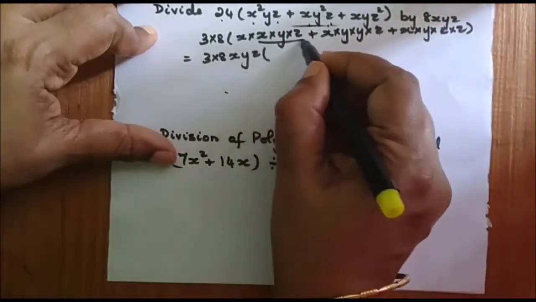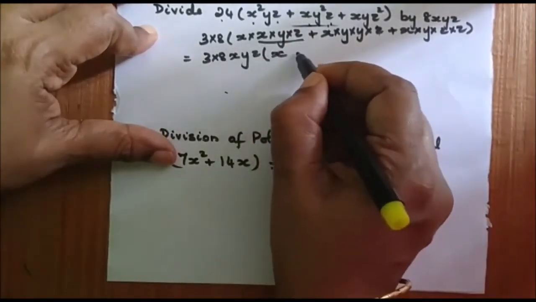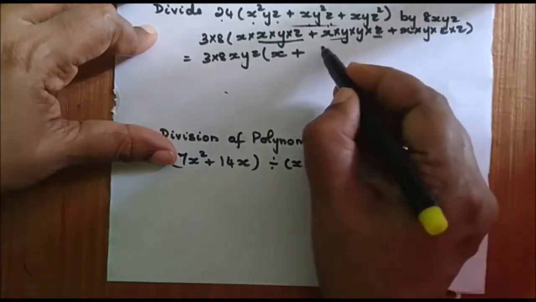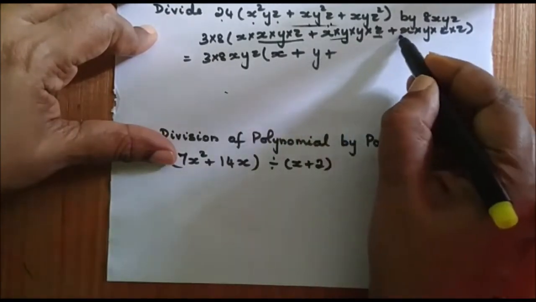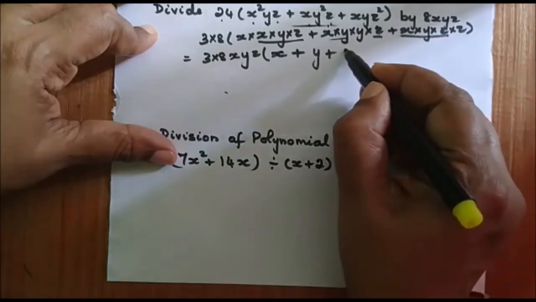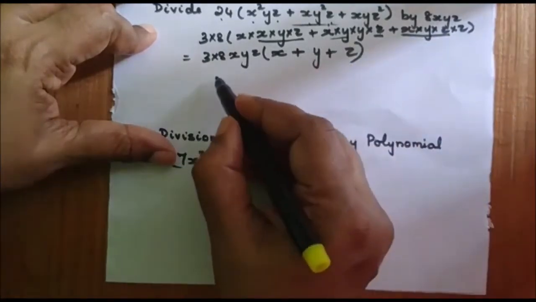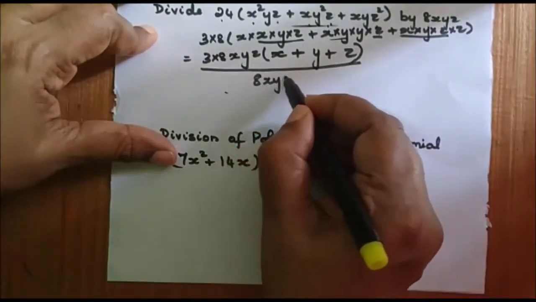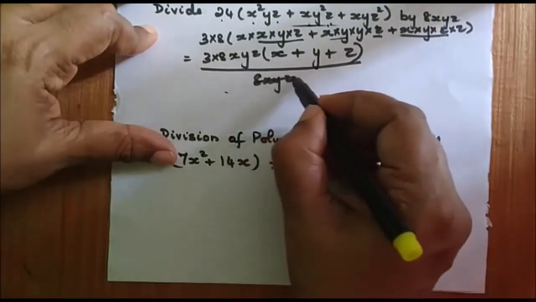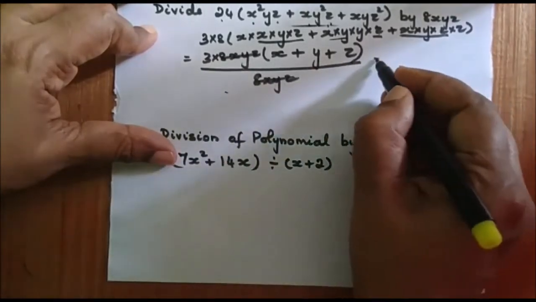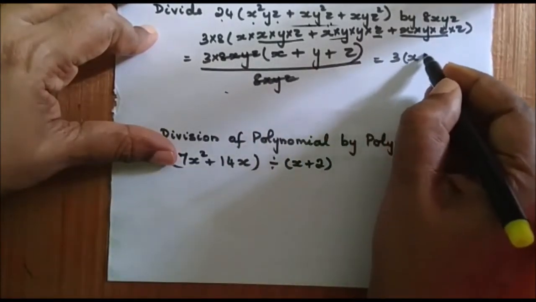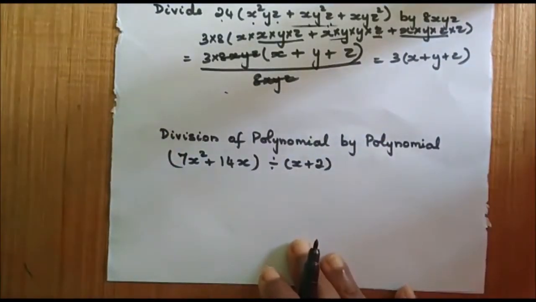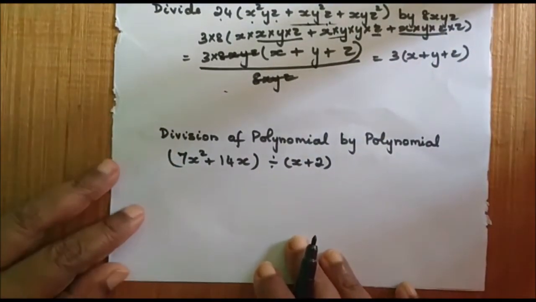When I take xyz common, what is remaining? x is remaining. Similarly, when I take xyz out, I get y. When I take xyz from this out, I get z. So this has to be divided by 8xyz, isn't it? So this will get cut in this. So the answer is 3 into (x plus y plus z). I hope you understood how we solve this problem.